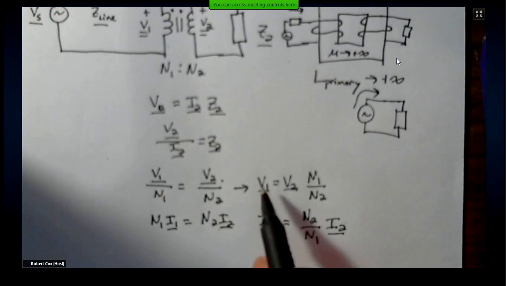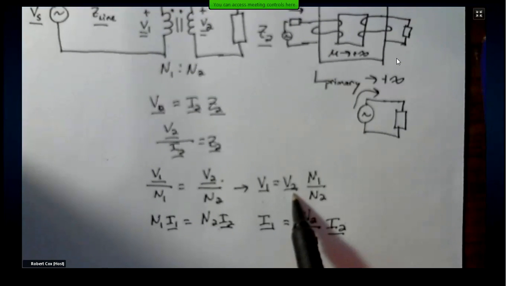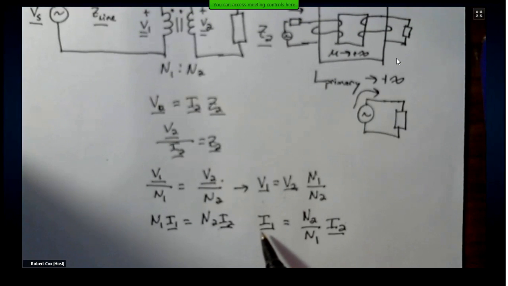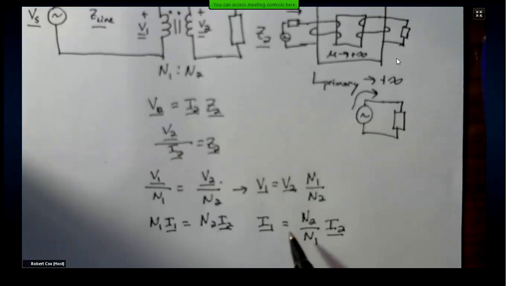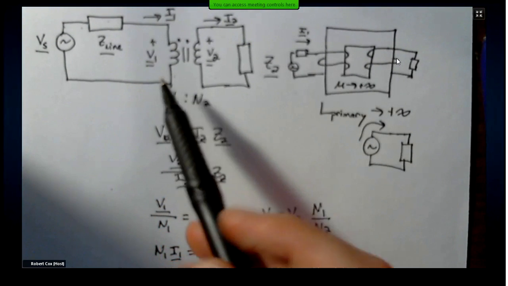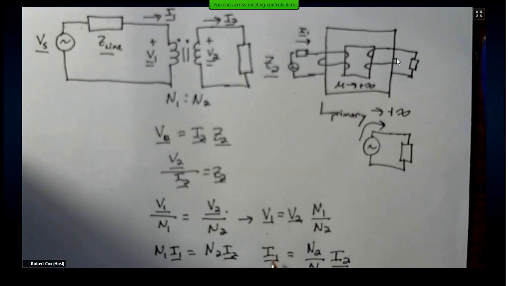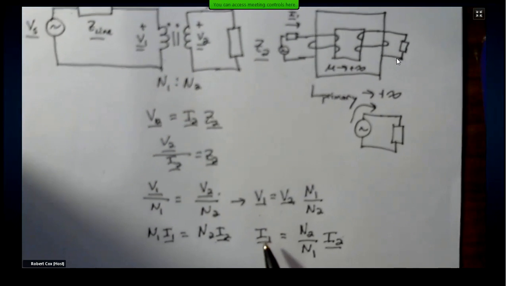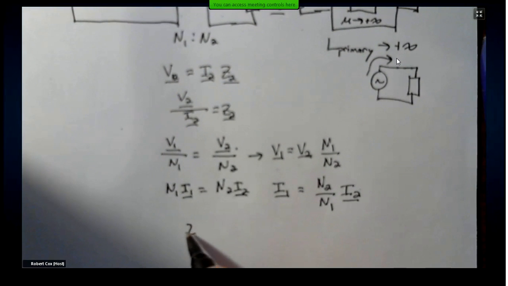And then, what do I know? I've now represented V1 in terms of V2. I've now represented I1 in terms of I2. So what I want to do is somehow combine these things to say, what kind of an impedance could I put here that would relate this voltage and this current? Well, to do that, I can basically say that impedance would be Z1.